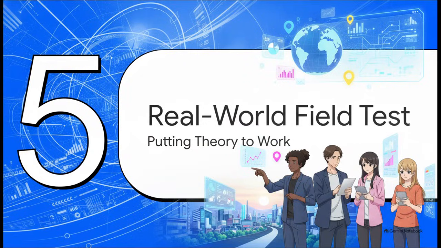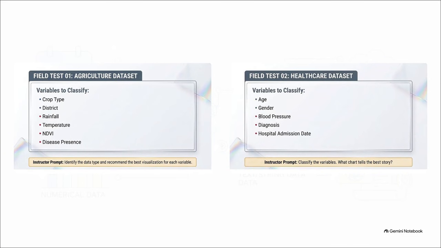It's time to put all this theory into practice with Section 5, the real-world field test. We are going to look at some actual variables and see how you'd handle them. Check out these 2 raw data sets. On the left, we've got an agriculture data set with variables like crop type, rainfall, and temperature. On the right, a healthcare data set featuring gender, blood pressure, and diagnosis. How would you categorize these using our master taxonomy? Let's process a couple of them together.